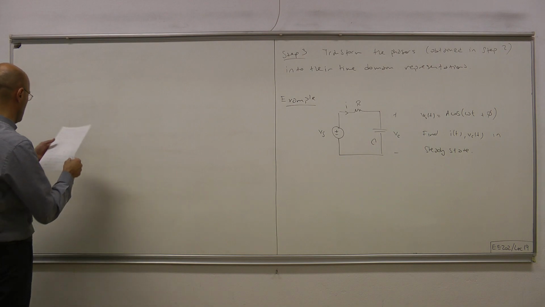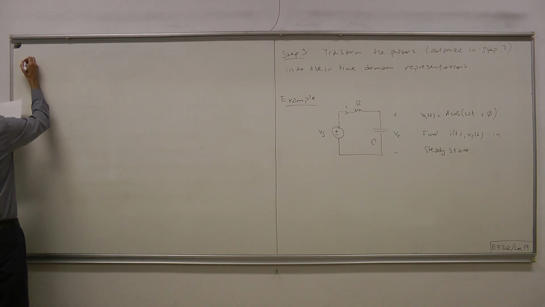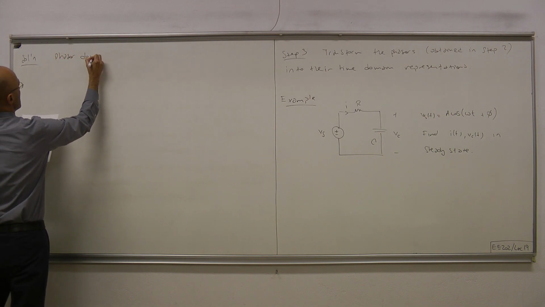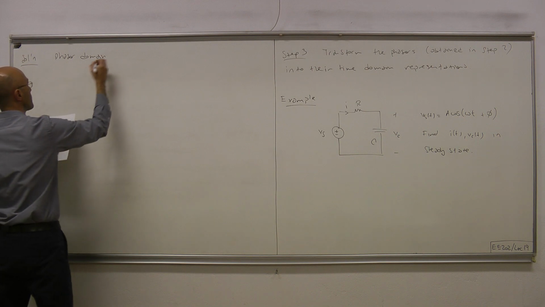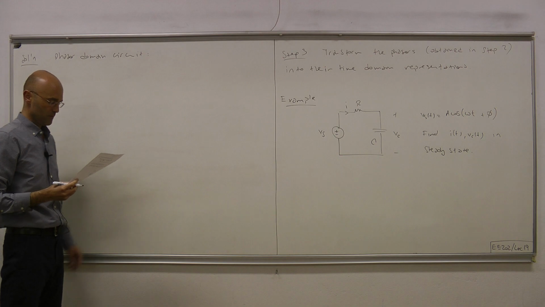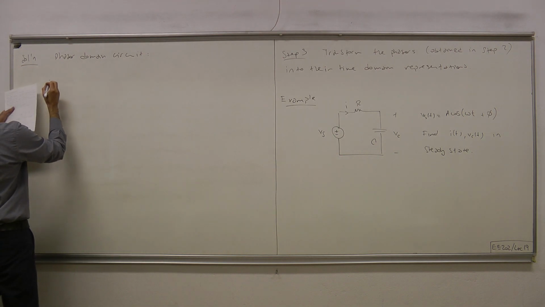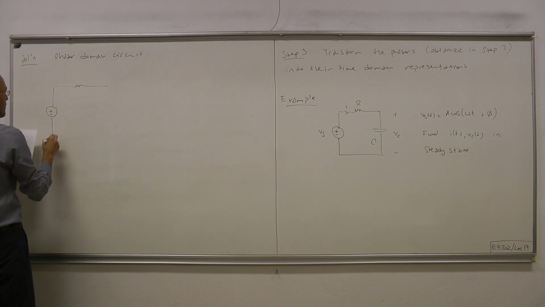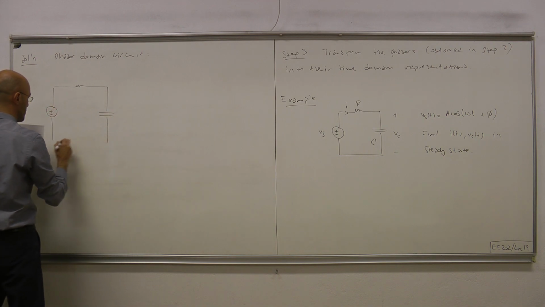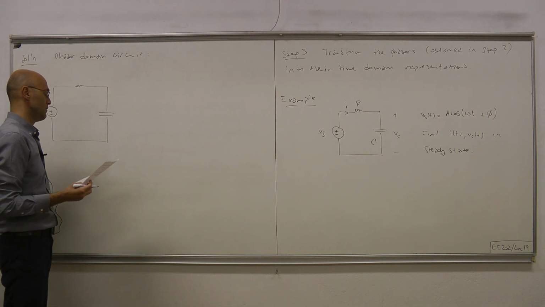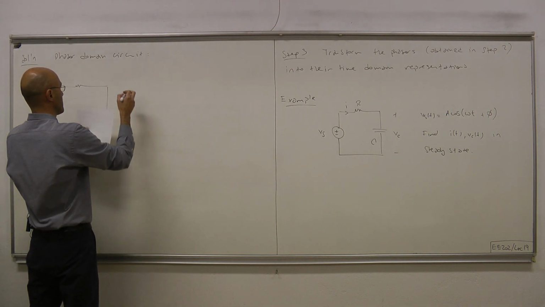Okay. Now, here goes the solution. First, obtain the phasor domain circuit. Okay. So, we have the same picture, but now the variables are indicated by different letters, or the same letters but capitalized versions.